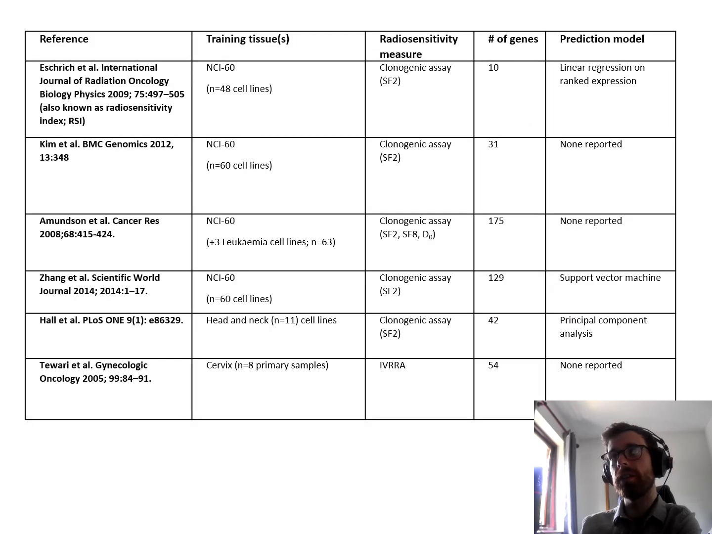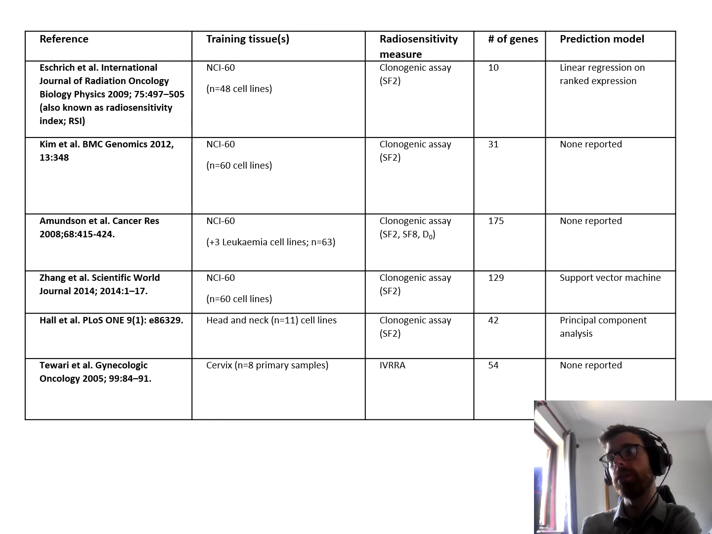We identified 7 gene signatures for radiosensitivity from the literature, which use microarray transcriptomics. The most prominent of these is the radiosensitivity index, or the RSI, shown in the first row of the table. The majority of these studies use the NCI60 dataset and the radiosensitivity measure of SF2. The size of the signatures in terms of how many genes are in them range from 10 for the RSI to 175 for the Amundsen signature.